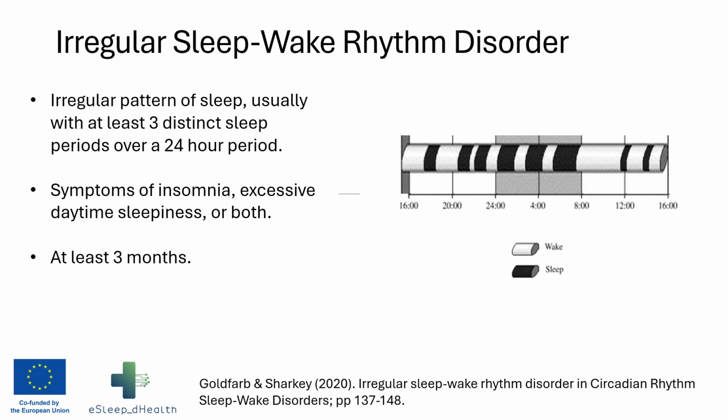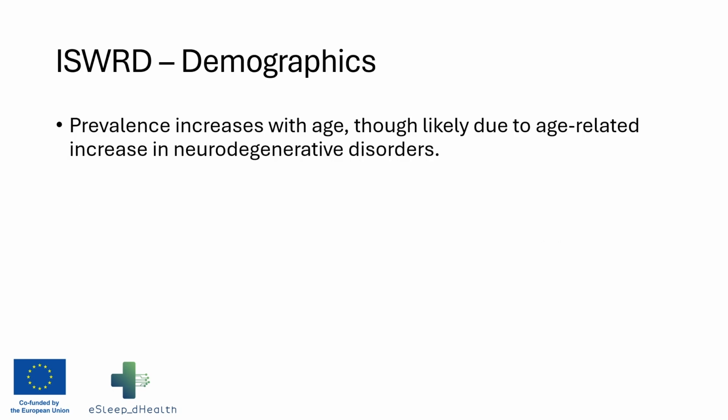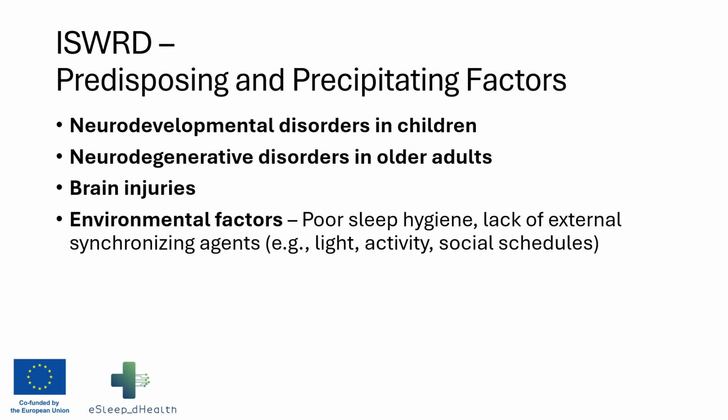So in the figure on the right, you can see the sleep period has a grey background, and the actual sleep times are in black. And you can see there are multiple bouts throughout the 24-hour day, characteristic of this disorder. The prevalence of this disorder increases with age, though it's likely due to age-related increases in neurodegenerative disorders, because this disorder is typically connected more with neurodegeneration for the most part.